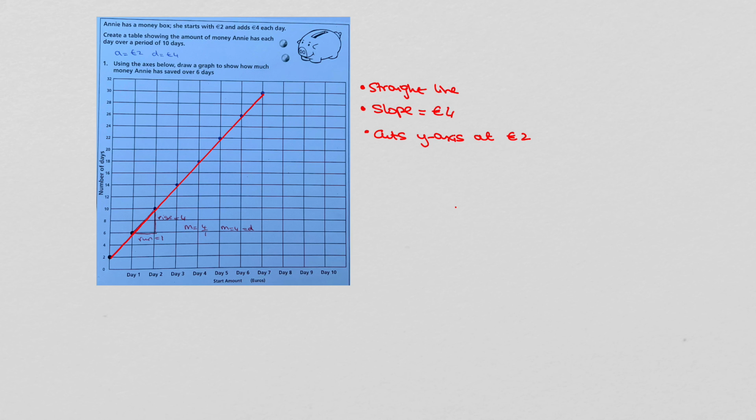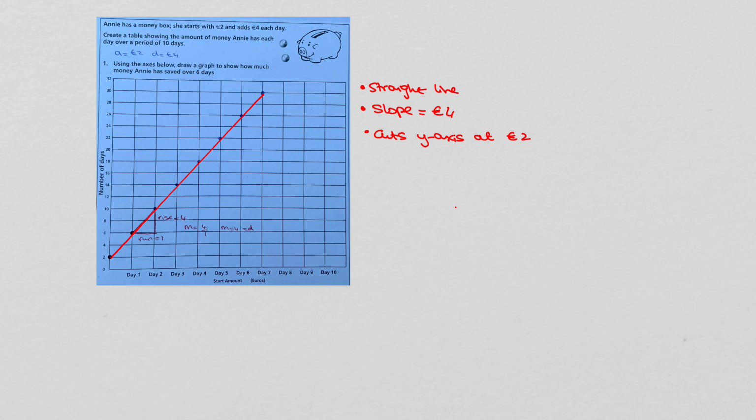So could we extend this graph beyond the 6 days? And if so, what would it look like? And the answer is yes, obviously. We could continue this graph indefinitely because once it's a straight line, that means that it has a constant slope, and we could continue to find out what she has in her money box even on day 100. But what we should notice is that every day we're adding €4.